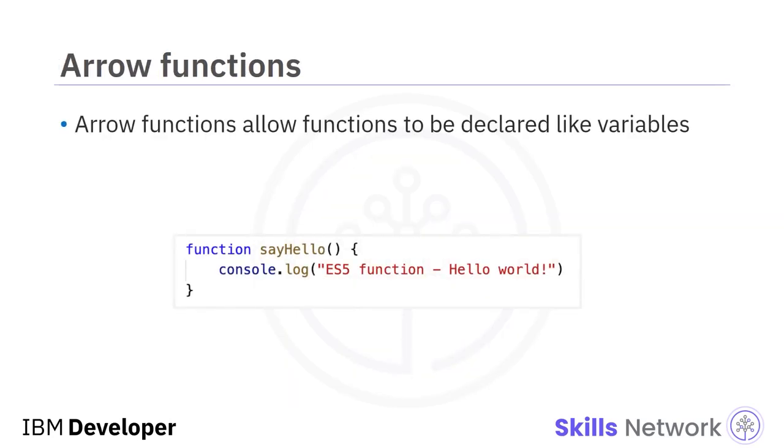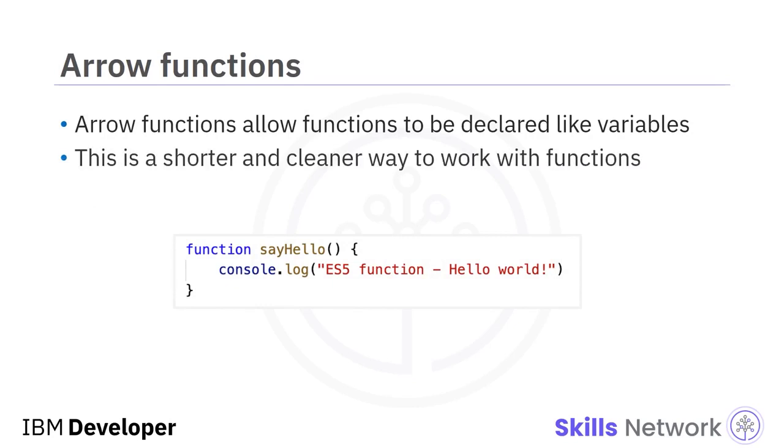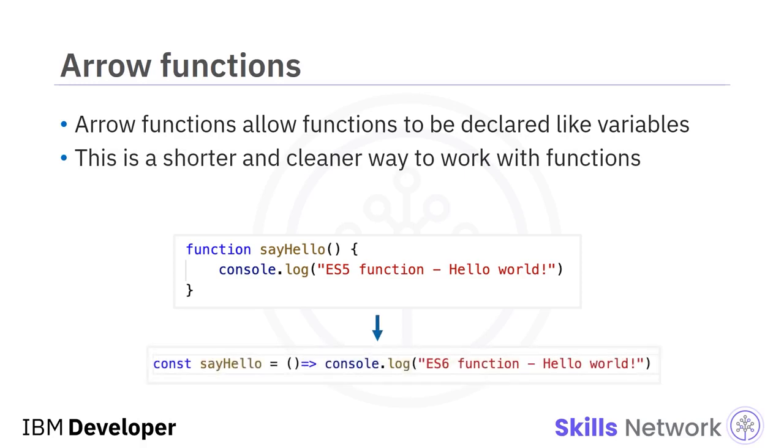Arrow functions allow you to declare functions the same way that you declare variables. Using this syntax is a shorter and cleaner way to work with functions. What you see here is how a function was written in the older ES5 JavaScript. Below, you can see how it is written in ES6. A function can also be declared with let and const just like a variable. This function does not take any parameters and has only one statement. Notice that there are no curly brackets.